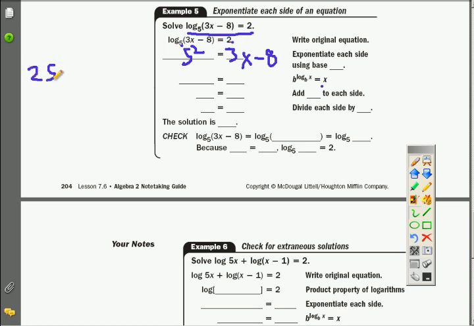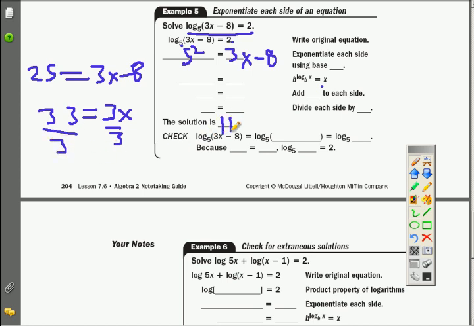25 equals 3x minus 8. If I add 8, I get 33, and 3x equals 33. Therefore, when I divide by 3, x equals 11. And I put that back in the original to see if that's a true statement. 5 to the what is 25? Yep, that checks out. That works.